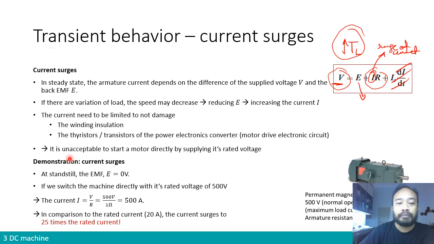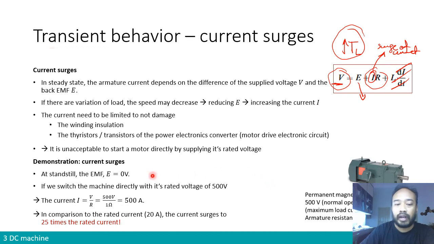Usually it is unacceptable to start a machine directly by supplying the motor with its rated voltage. So let's see what happened during the starting of a machine. Let's take into consideration the example of our previous machine, where we have a rated voltage of 500 volts. At standstill, if we look into our equation, you have no rotational speed, therefore you have no back EMF. So your equation is just V equals IR. EMF is null, zero. You have just V equals IR.